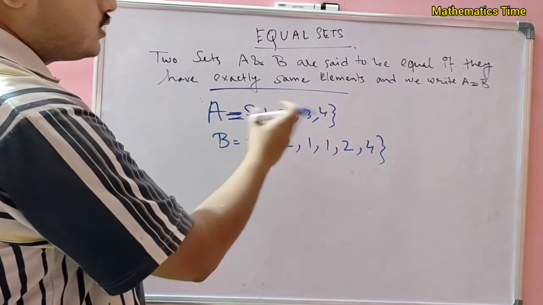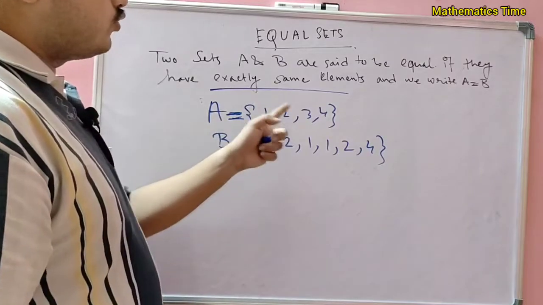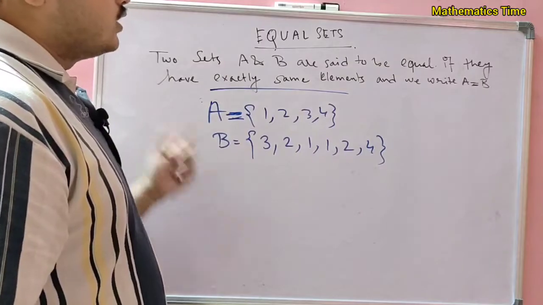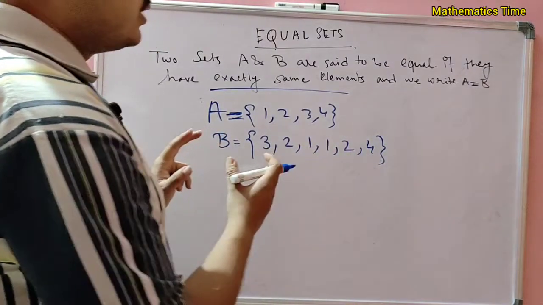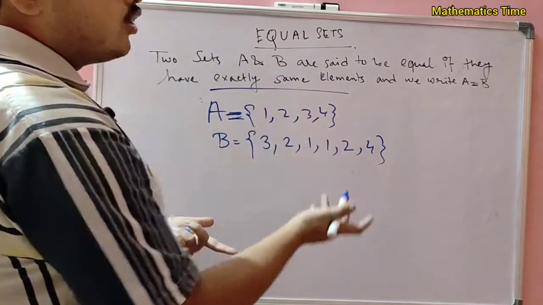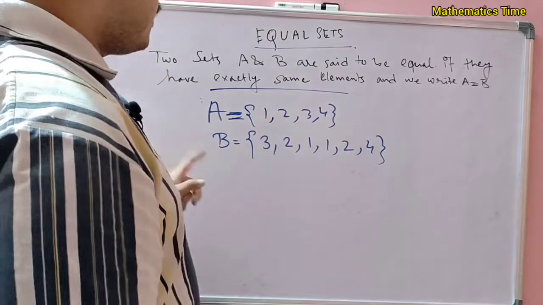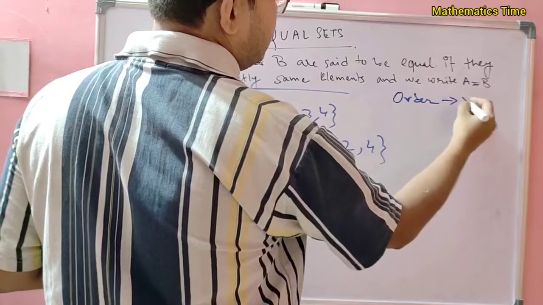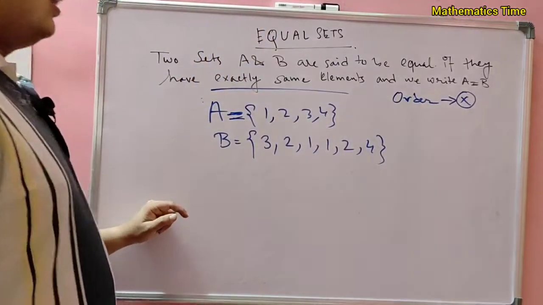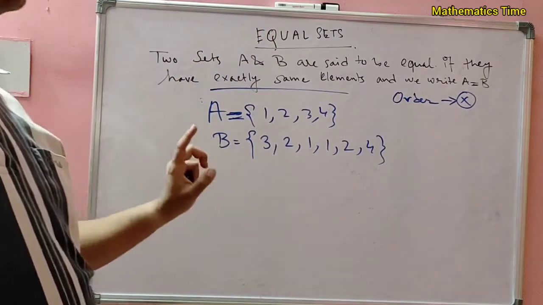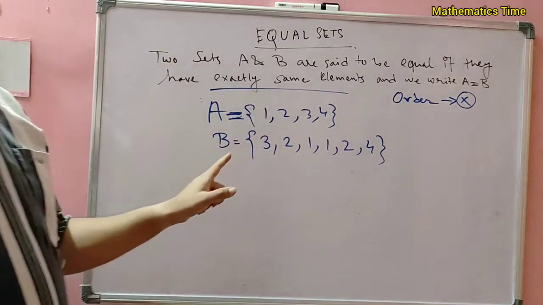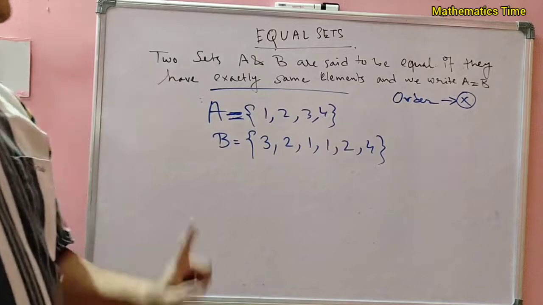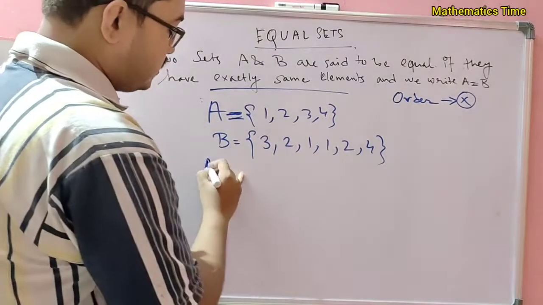If you rearrange this set like 3 2 4 1 4, then it will not be a different set, it will be the same set. The collection of objects you can collect in any order. Order doesn't matter, and repetition doesn't make the set larger. They are the same sets, they all have the same elements 1 2 3 and 4. So these will be equal sets, A equal to B.